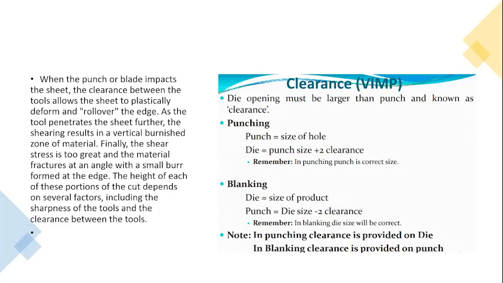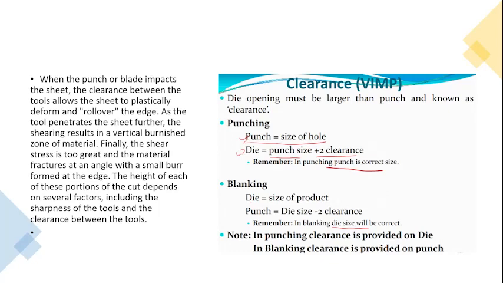And when we are doing the punching, the scrap is of no use. That is why the clearance is given on the die side. Okay, fine. So you have to remember that in punching, your punch will be of correct size, and in blanking, your die will be of correct size. And this is the formula for the size of punch and the size of die. In punching, your punch will be the size of the hole, and the die will be punch size plus 2 into clearance. Clearance we will see.